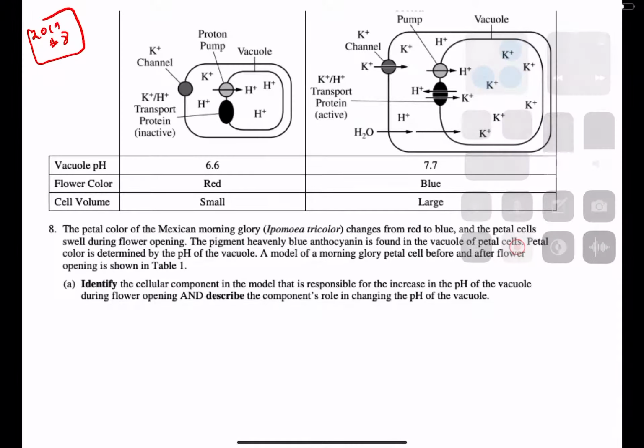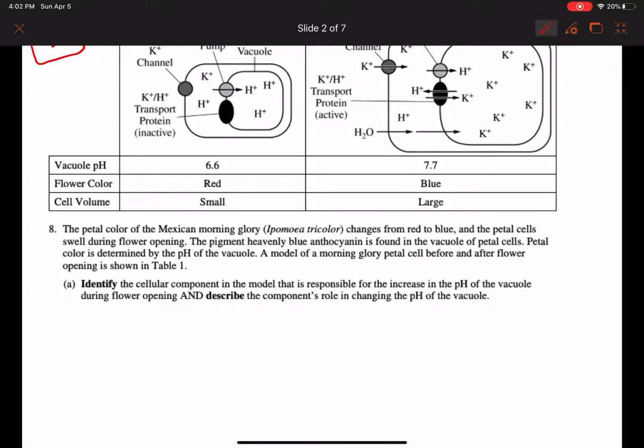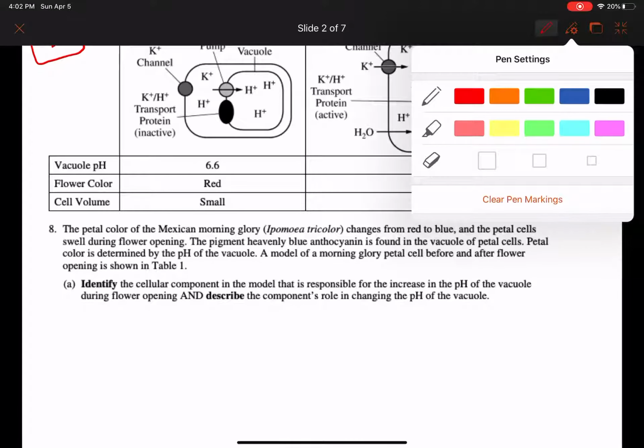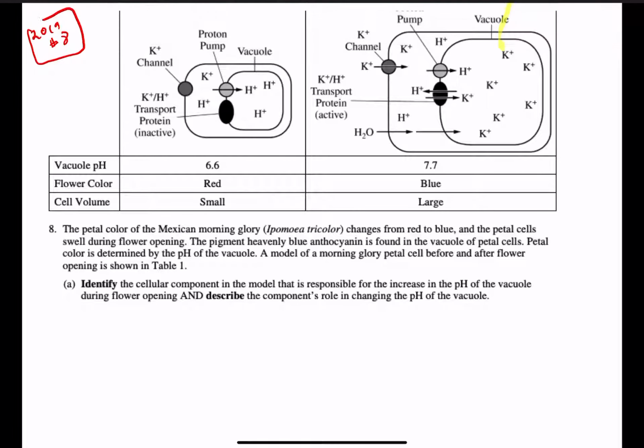I think I've given you this one in class prior. So let's just take a second and read through and see how we would approach this one. First and foremost, it's telling us this is talking about a Mexican morning glory flower. It changes from red to blue, and the petals swell during flower opening. It says that the pigment heavenly blue anthocyanin is found in the vacuole of petal cells. Petal color is determined by the pH of the vacuole. So it looks like it's going to be something dealing with pH.